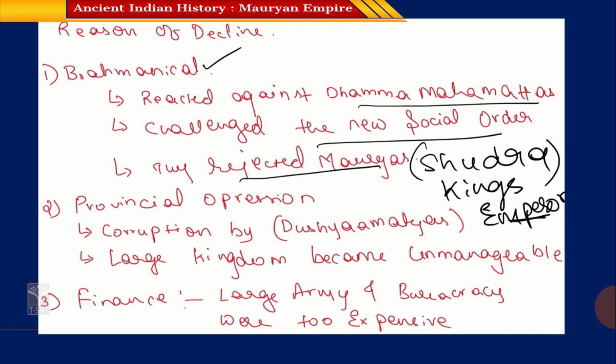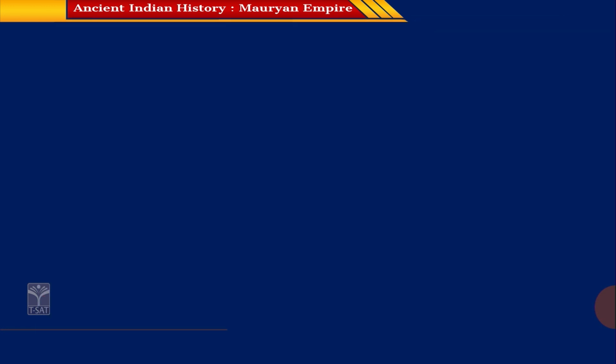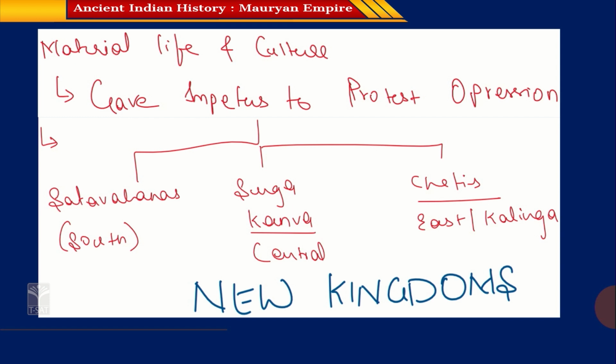Also, there was provincial oppression, basically corruption by Dushyamatyas, which means corrupt officers. Amatya means officer, Dushya, bad. The Ashokan kingdom was very large, too big to manage. Also, the finances of the state were very expensive, and to maintain such a big kingdom, they had to bring a huge amount of army.